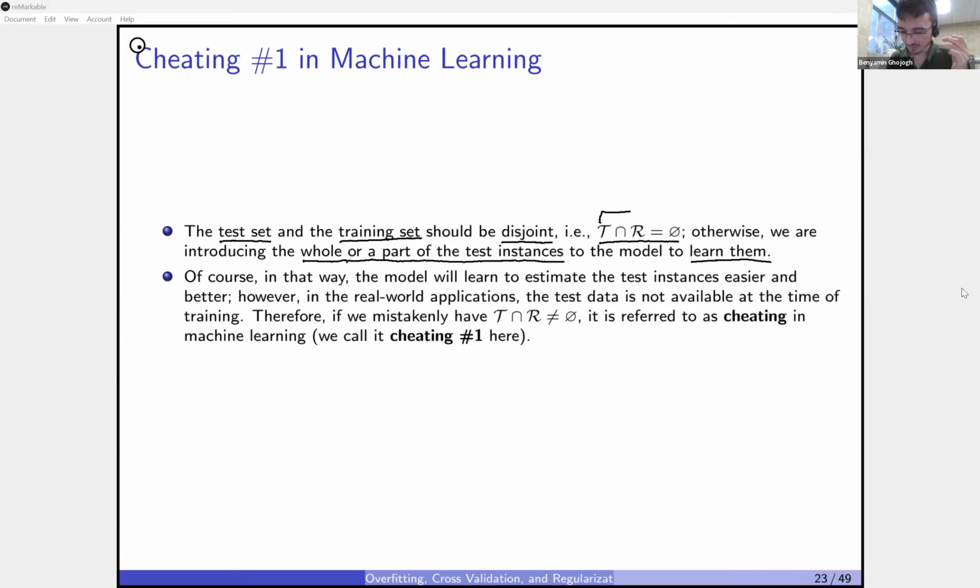If the training set and the test sets are not disjointed, it means that we are using some or all of the test data points for the sake of training, and that's cheating. Why? Because in industry, for example, we are not supposed to have the test data points.